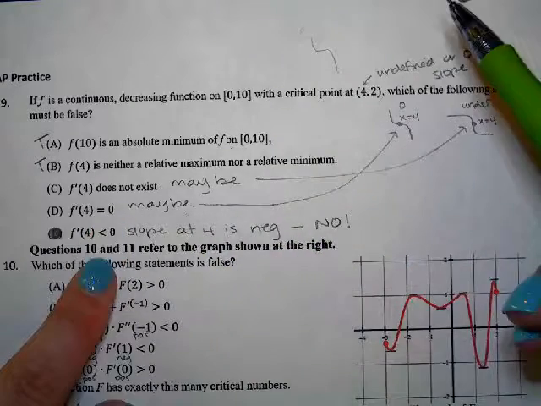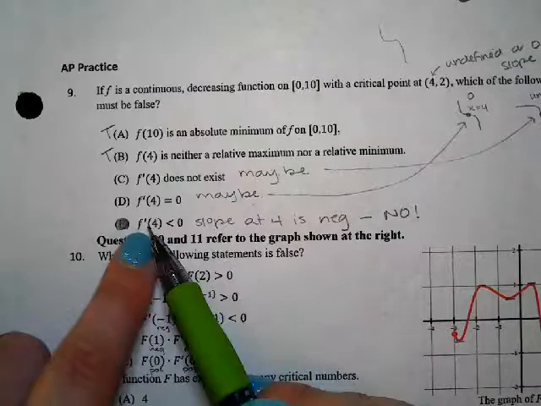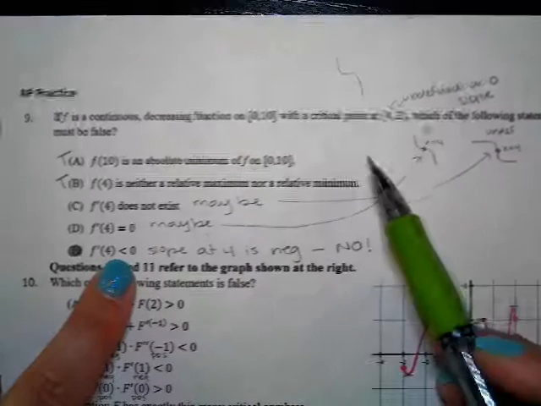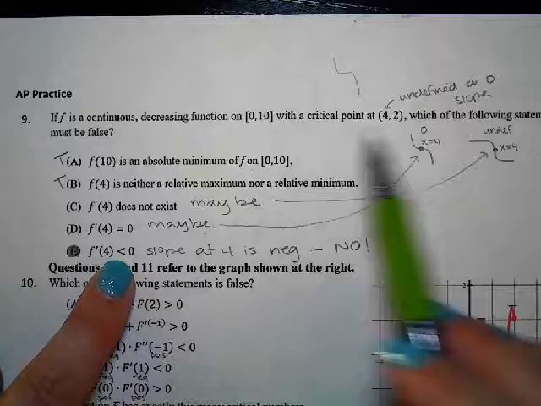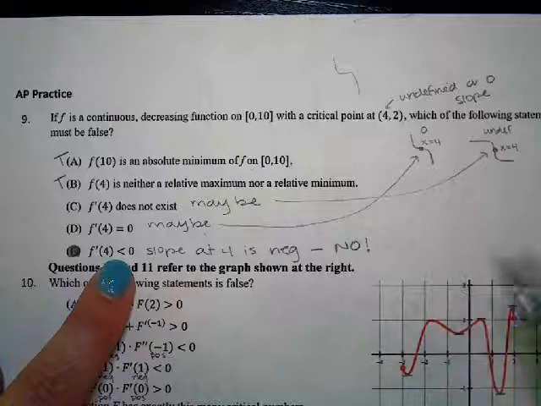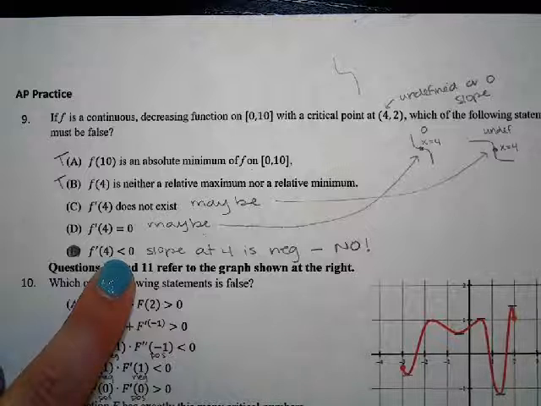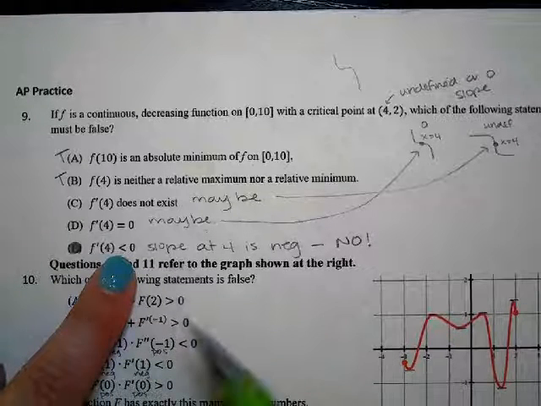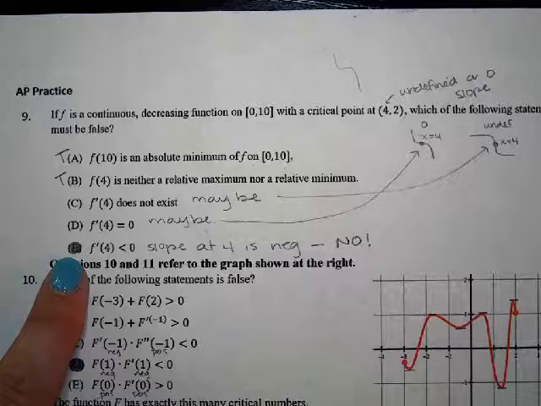F prime of 4 is less than 0. F prime of 4 is negative. That's an absolute no, because they said it was a critical point, and the definition of a critical point is that the derivative is either undefined or 0. That's what the word critical point means. And so as soon as I read that, I was like, oh, E is the answer that's wrong, because that negates the definition of critical point.